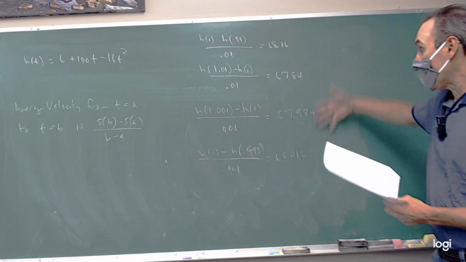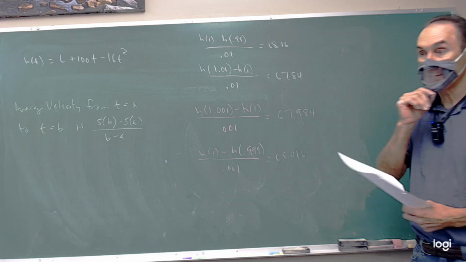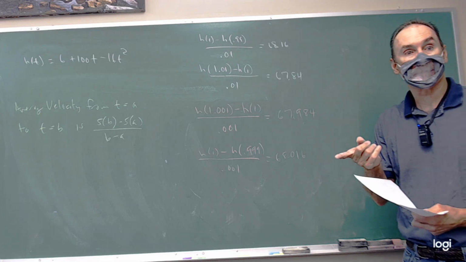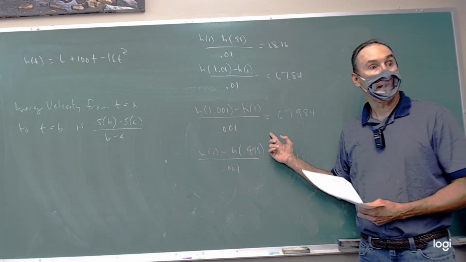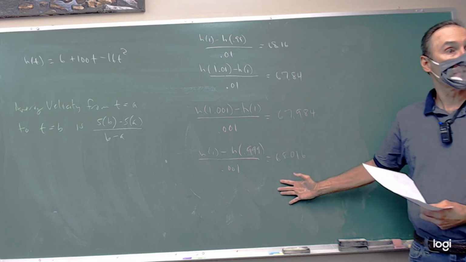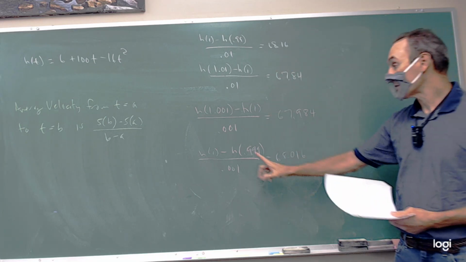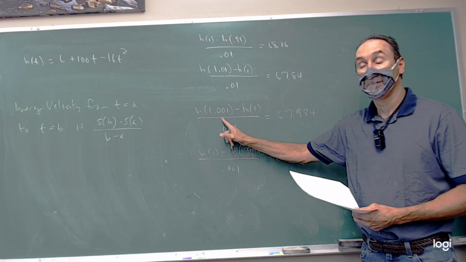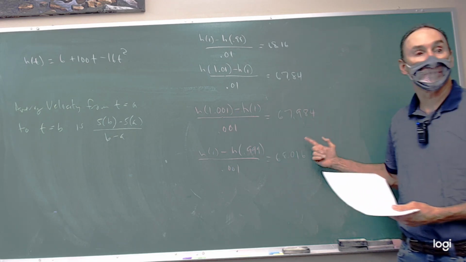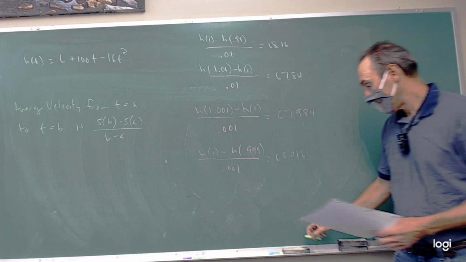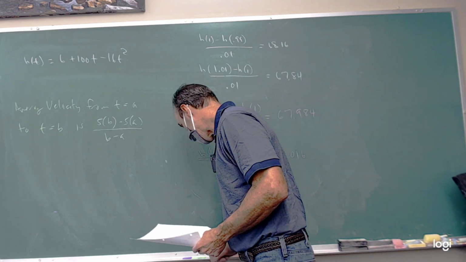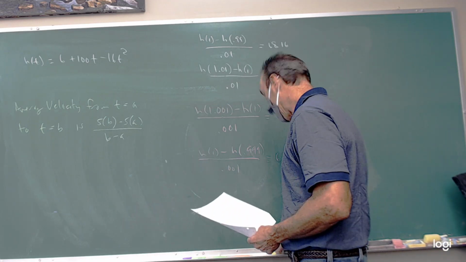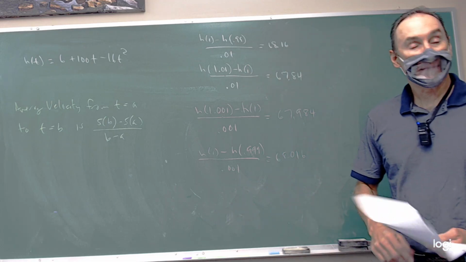Now, you will be asked at times on the homework to approximate the instantaneous velocity by using an average velocity, and you can do something like what we've done here. And the smaller you make the interval, probably anyway, the better your approximation is going to be. So, how do we find the exact value?